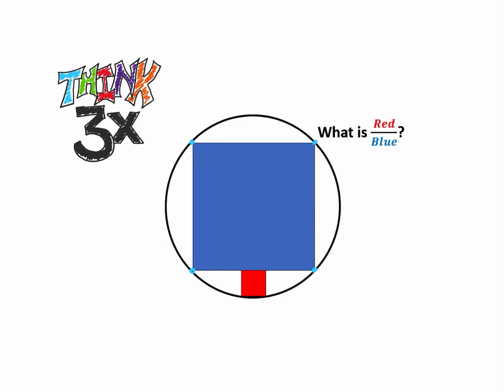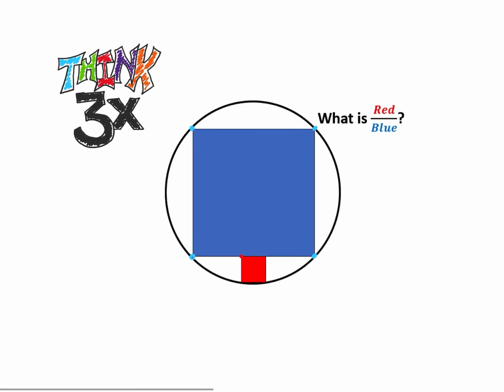And then on the side here we have a square that shares a side with the blue square, and then it intersects our circle at the opposite two corners. So technically there's a little gap right here between the side of our square and the circle. It's just really small, it's hard to see down there.